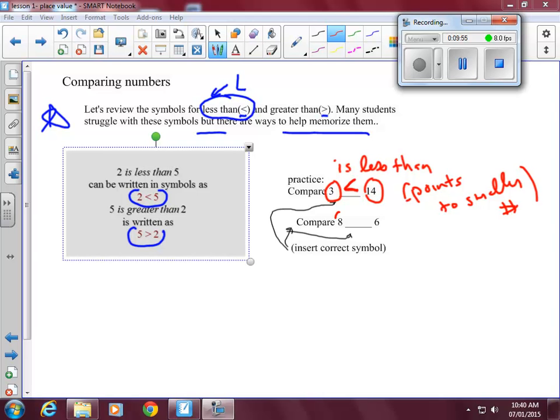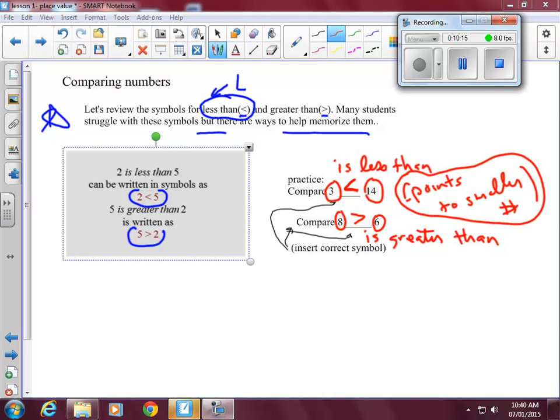Now let's try this next one. 8 blank 6. Well, clearly 8 is greater than 6. But what's the symbol for greater than? This. Okay? And once again, the pointer is pointing to the smaller number. So if that helps you sort of memorize the direction of motion. But you have to get those symbols down. How do you say is less than? You need this symbol. And how do you say is greater than? You need this symbol.